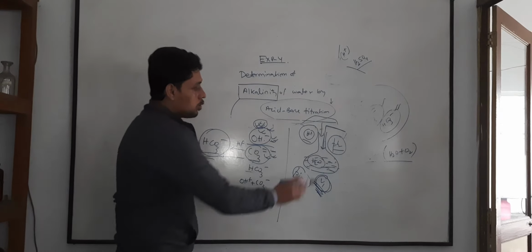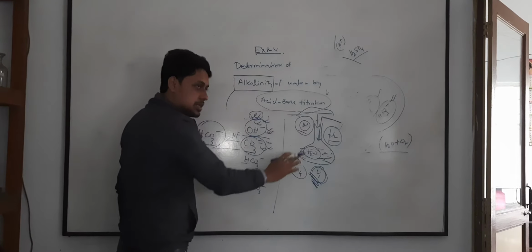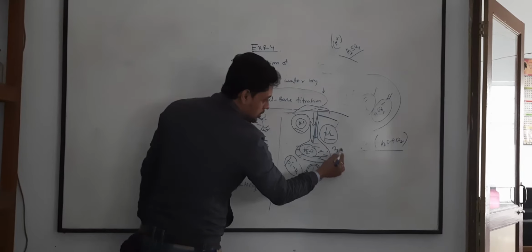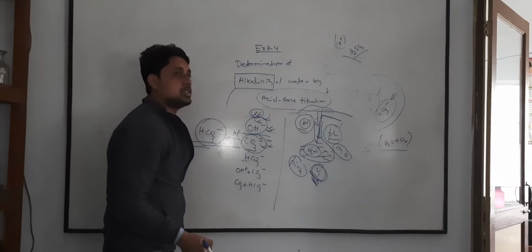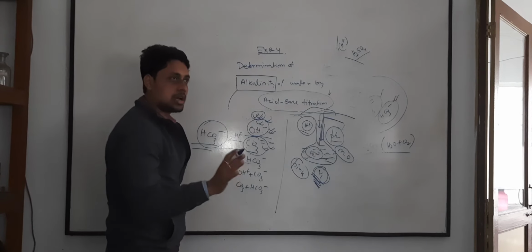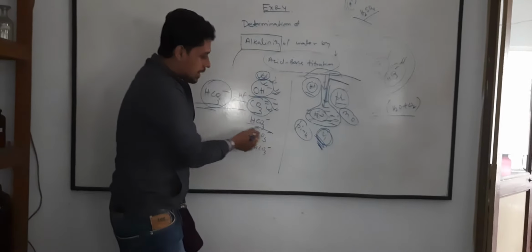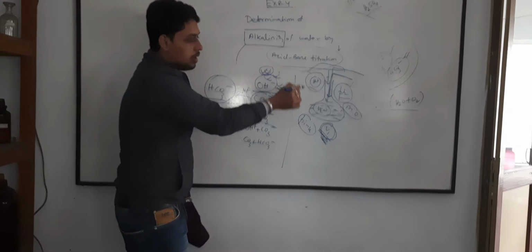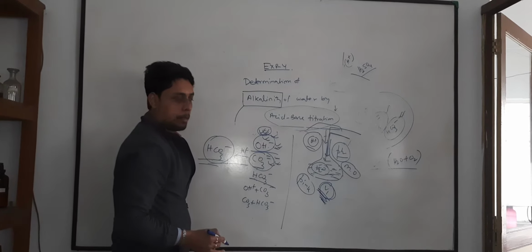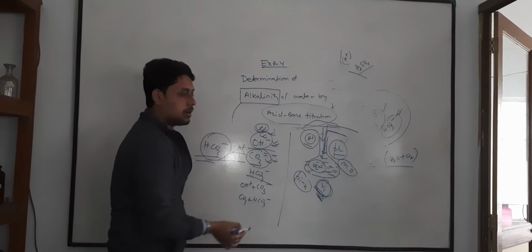Now don't throw this solution away. Your solution is colorless now. In that solution you add another indicator, methyl orange. Methyl orange can show its color for bicarbonate. Now if your solution contains some amount of bicarbonate, then that indicator will turn yellow.